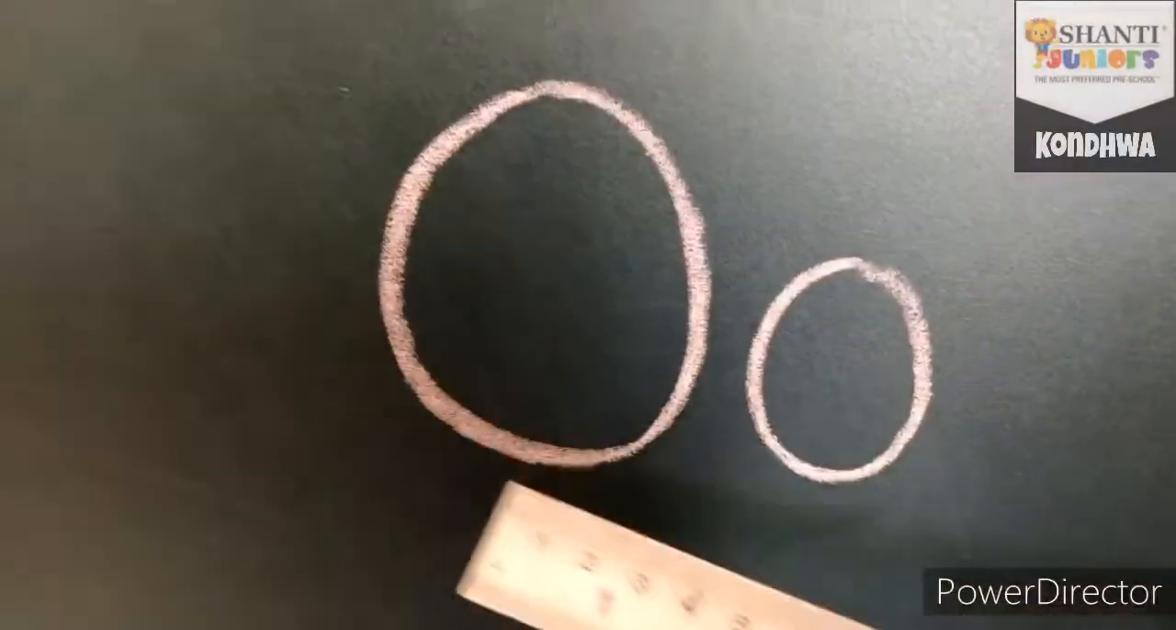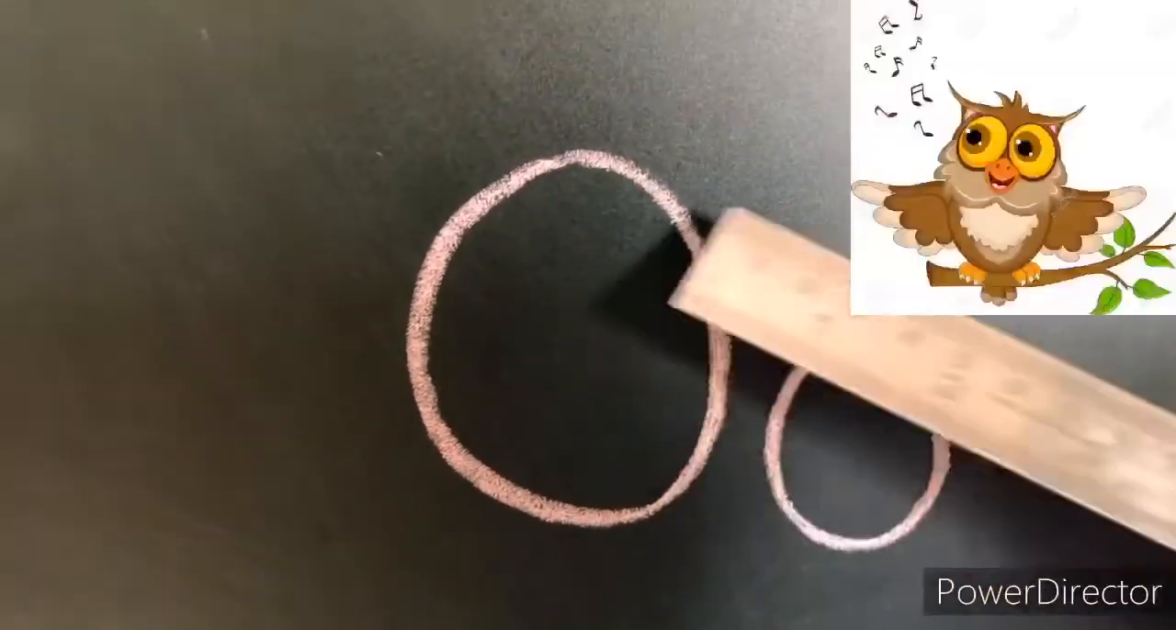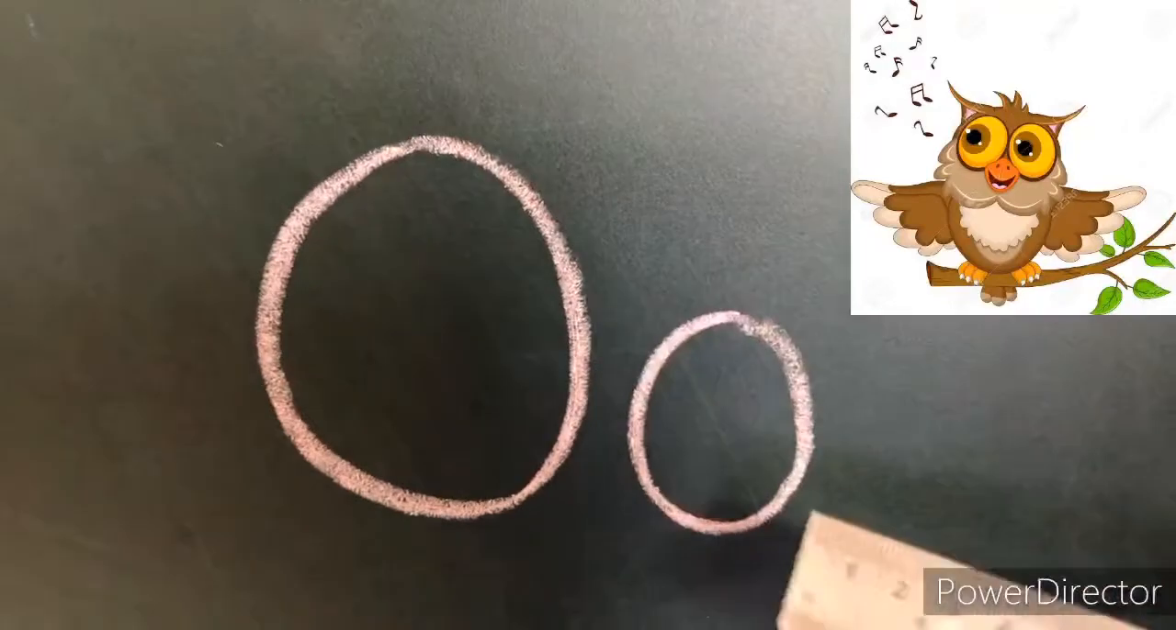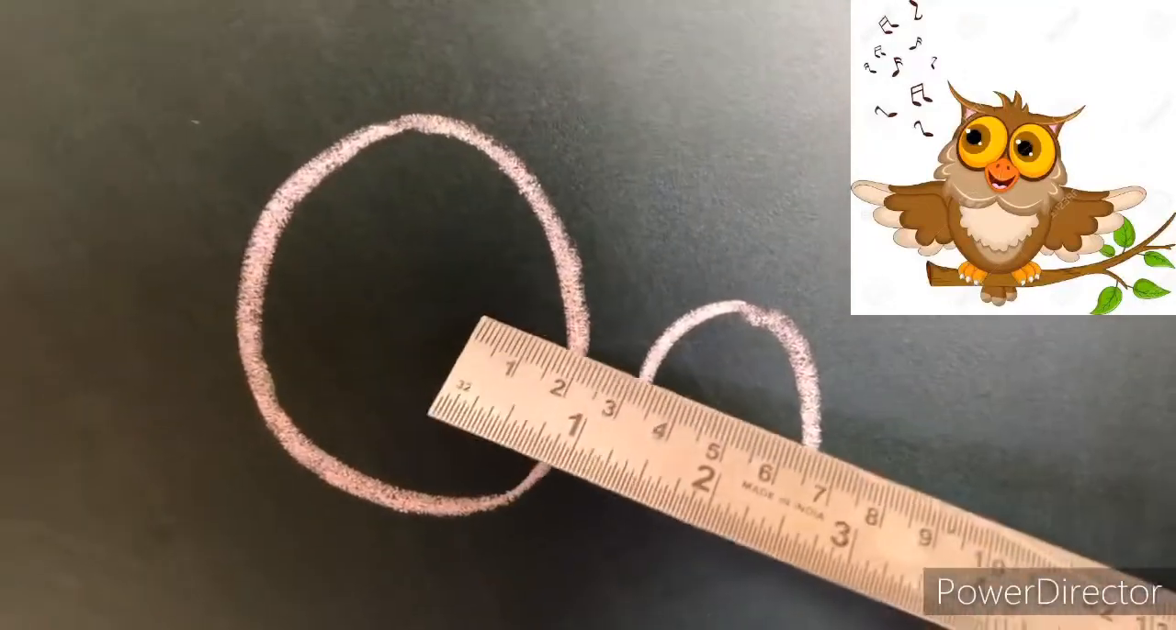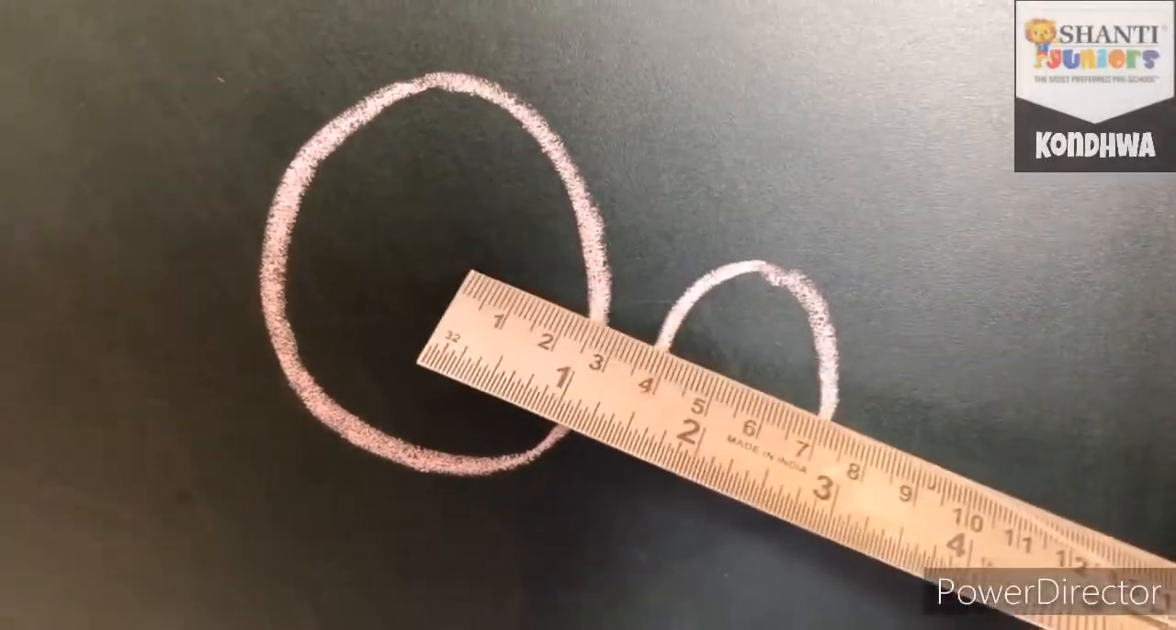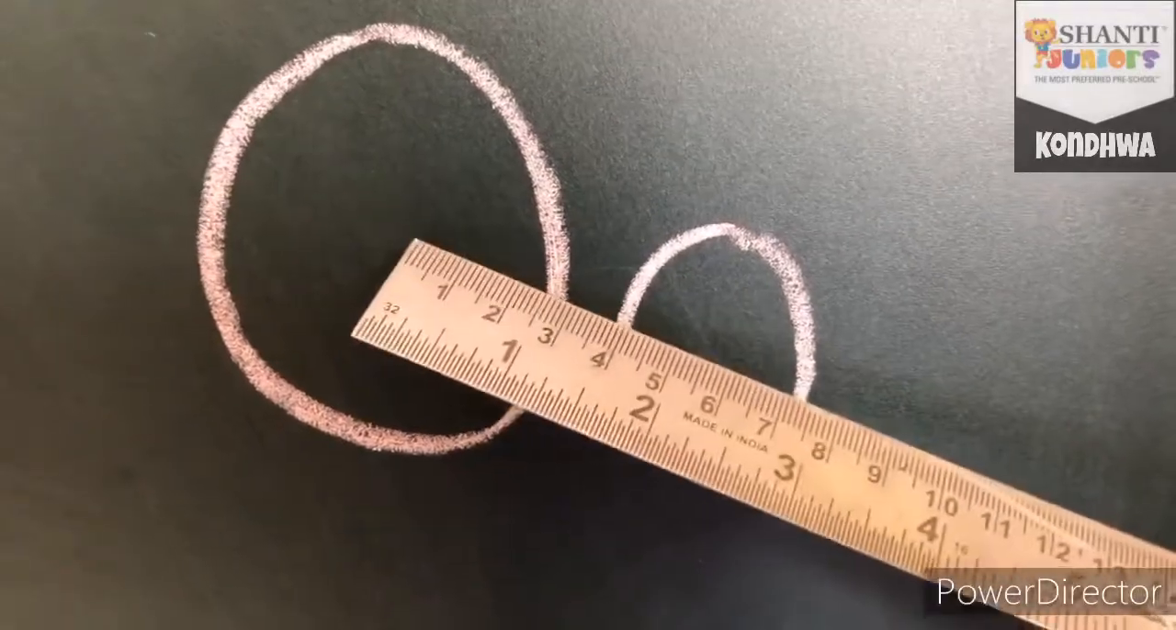See, it's a circle, it is round in shape. This is capital O and this is small o. What comes from O? O for orange and O for owl. Now we'll go to the next letter.